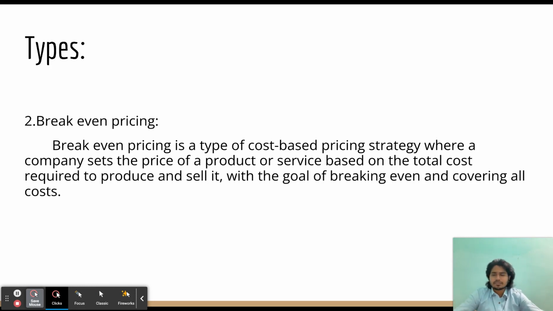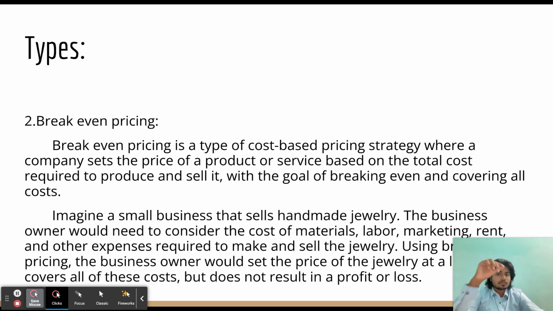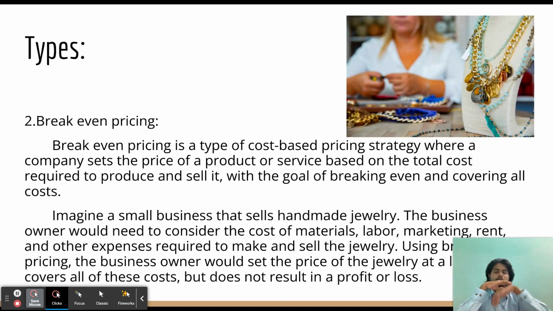Let's look at a real life example. Imagine a small business that sells handmade jewelry. The costs include materials, labor, marketing, rent, and other expenses. When they try to sell this jewelry, the business owner would set the price at a rate that covers all these costs but does not result in a profit or loss. So they're just trying to break even.